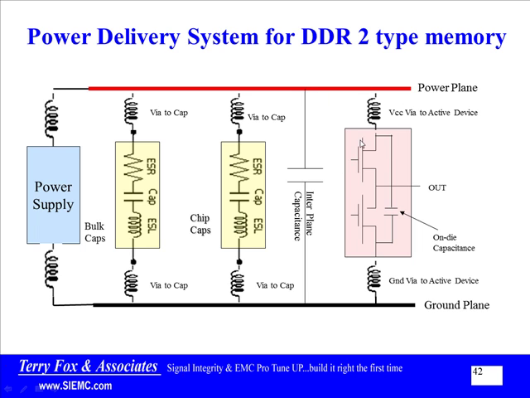Well, eventually we get over to our active device, and here's our driver, and in that active device there must be some on-die capacitance. There has to be some capacitance that is bypassing this driver. That is because I've still got mounting inductance where the memory chip or the FPGA or the processor is mounted to the printed circuit board. So there has to be some on-die capacitance here.